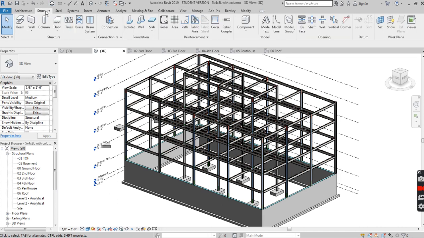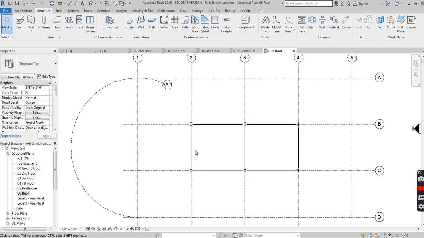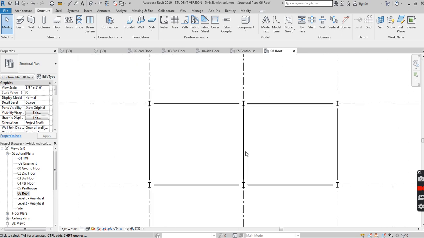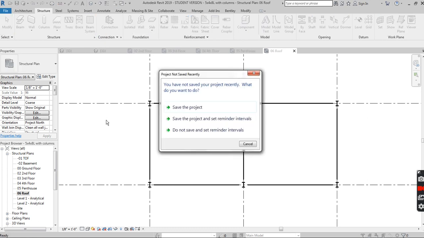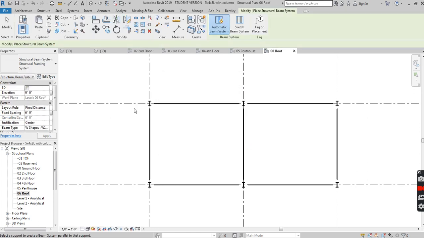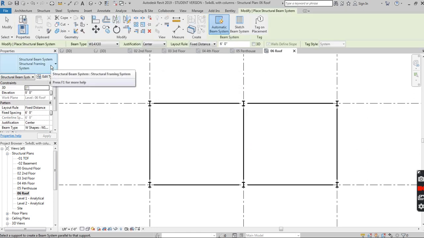So where we have our beam system command is under structure, in the structure section over here in beam system. In order to put beam systems in, we want to be on one of the floors. So let's go to the roof, which really only has two areas that need some support. And so we will go to the beam system command. Once we go into the beam systems, we can see in the options bar there is a lot of information, and this command is almost completely driven in the options bar.